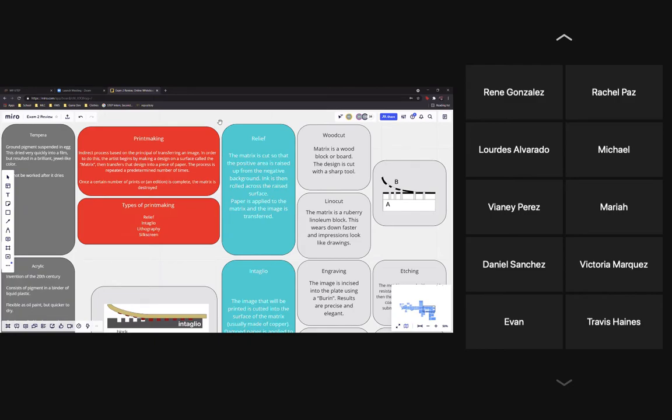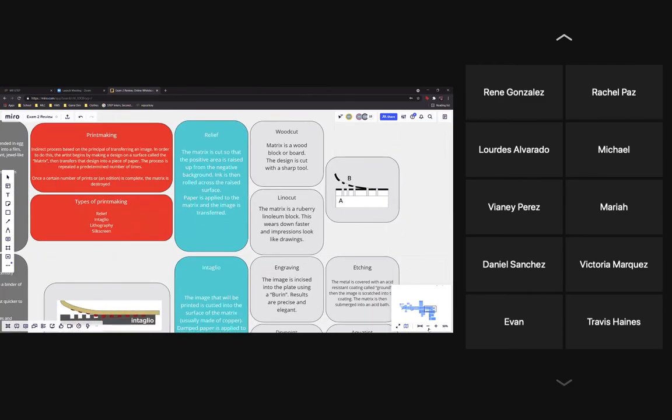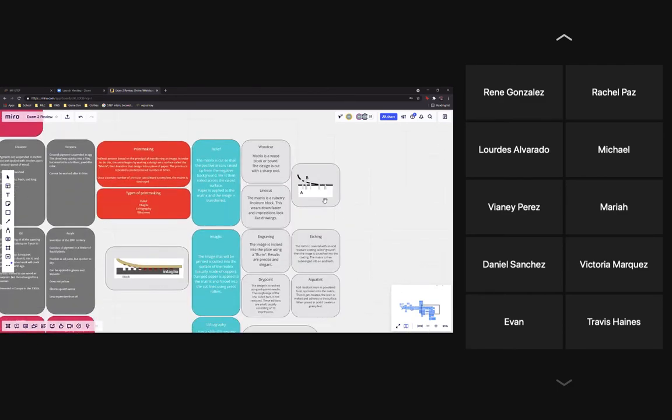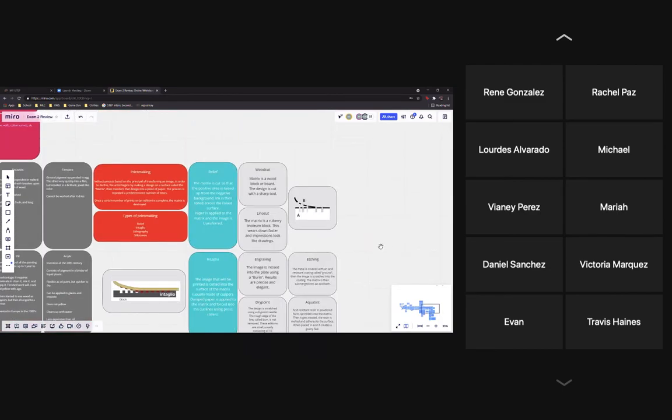Now, let's say if you guys were artists and you say, I'm just going to make 100 drawings using this matrix. After you complete those 100, then you would destroy the matrix, so there's no further creation of your art. Now there are different types of printmaking: relief, intaglio, lithography, and silkscreen.